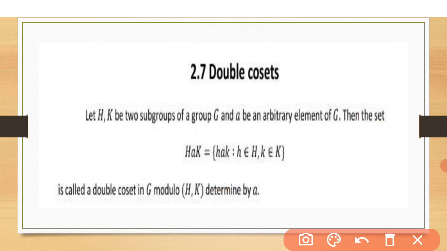Now let's talk about double cosets. What are double cosets? Let H and K be two subgroups of G and a be an arbitrary element of G. Then the set HaK, where h belongs to the subgroup H and small k is an element of the subgroup K.